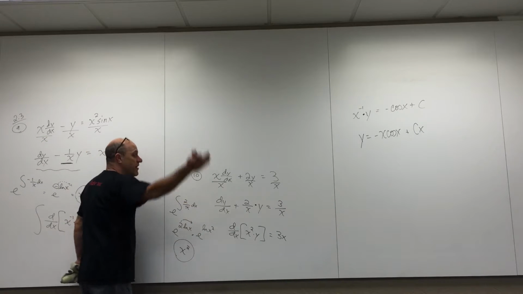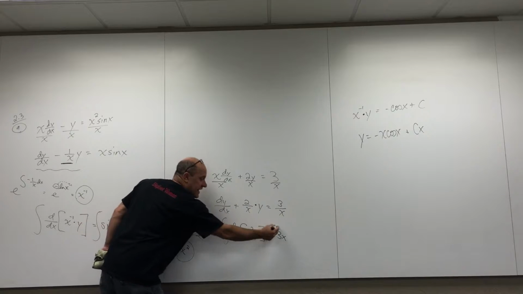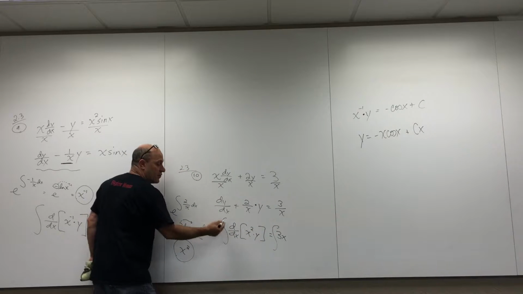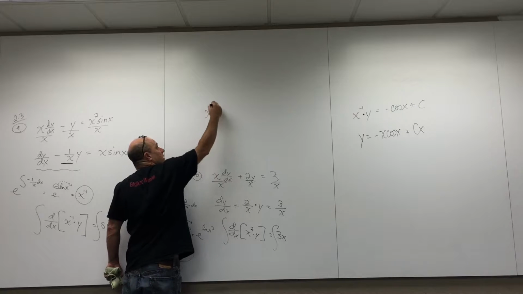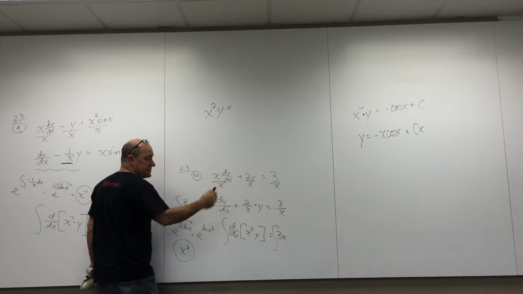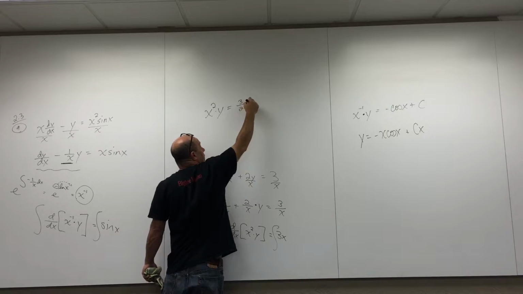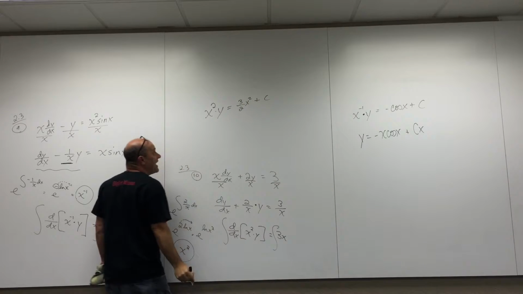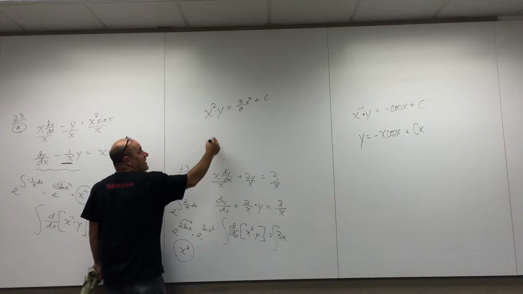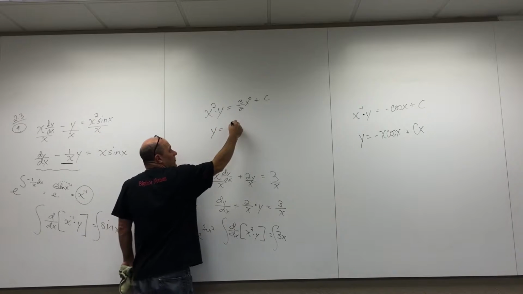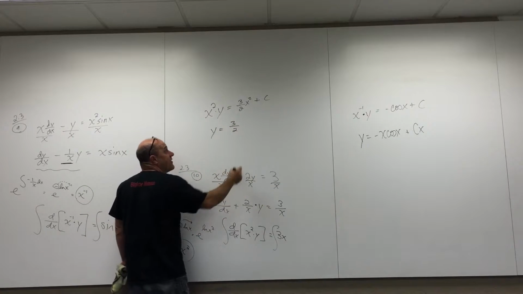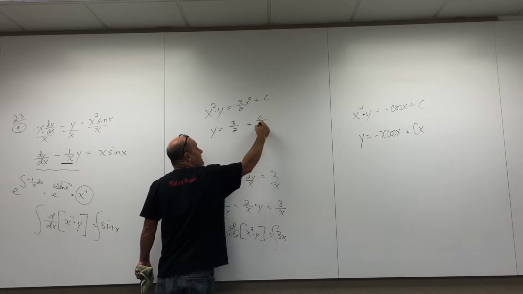I'll just go right up above here. I'm going to integrate both sides now. The integral kills this derivative. I get x squared times y, and I integrate the other side. X squared divided by 2, right you guys? 3 halves x squared plus c. This is kind of nice. You divide by that x squared, and here's your answer: 3 halves, the number 3 halves, plus a c over x squared, I guess.